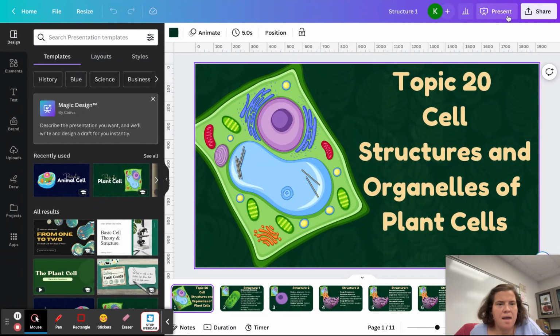Okay, so I am going to be going over video topic 20, which in your book is page 35. Let me just double check that. Yeah, okay. And this is looking at structures of the eukaryotic cell.